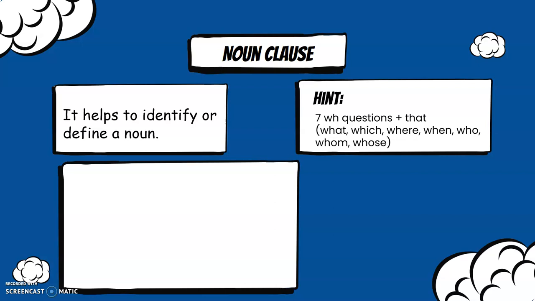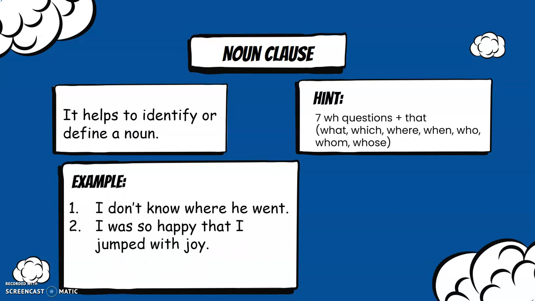Let's see the example. "I don't know where he went." So here in this sentence you'll find "where" is there, and it gives you more information about the noun "he." The noun is being stressed, so it is an example of a noun clause. Next, "I was so happy that I jumped with joy." So here again there is the word "that," and it tells you what happened. "That I jumped with joy": "I" is a subject, a noun. So more information about the noun is given. So again this is an example of a noun clause.